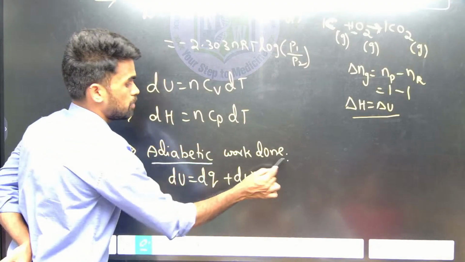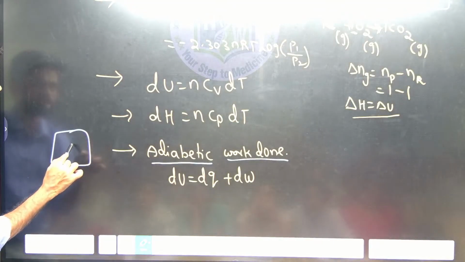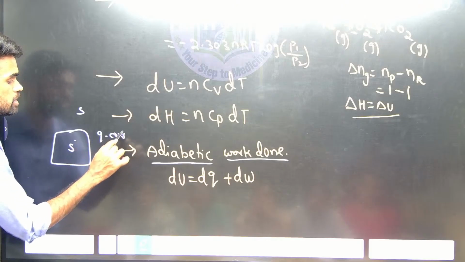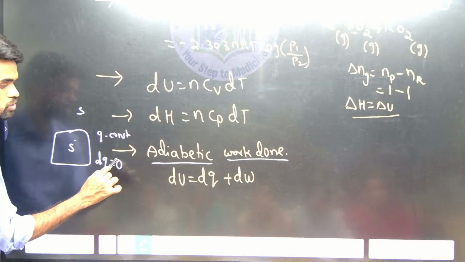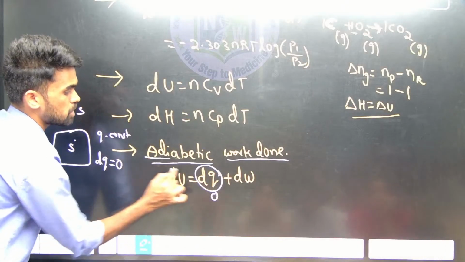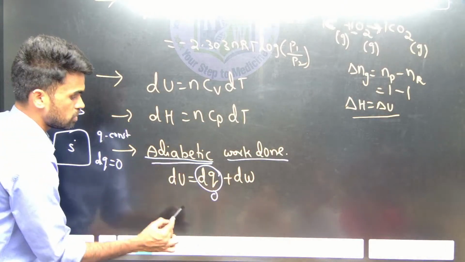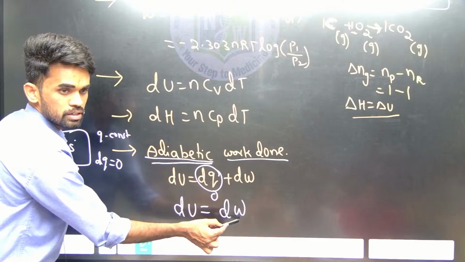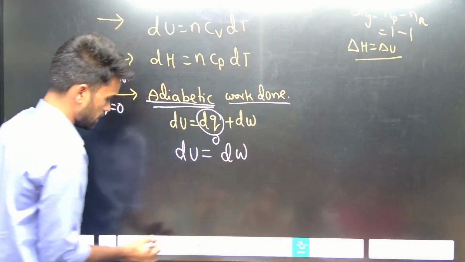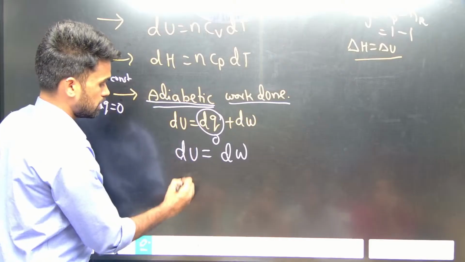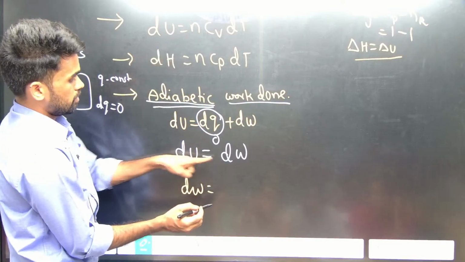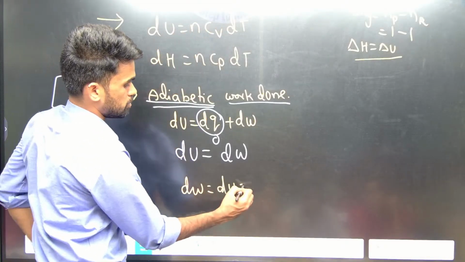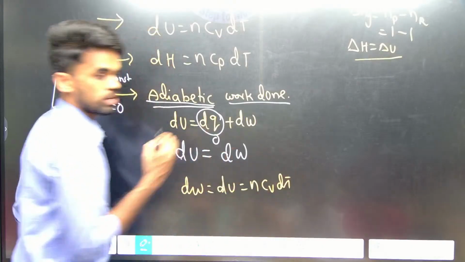See, adiabatic means this is a system where there is no exchange of heat between system and surroundings. So q is constant, therefore change in q, dq, will be 0. So this term becomes 0 in which process? If this is 0, then whatever internal energy is used goes into work done, dU equals dw. So from here dw equals dU, that is nothing but n Cv dT, the formula you can use for work done.